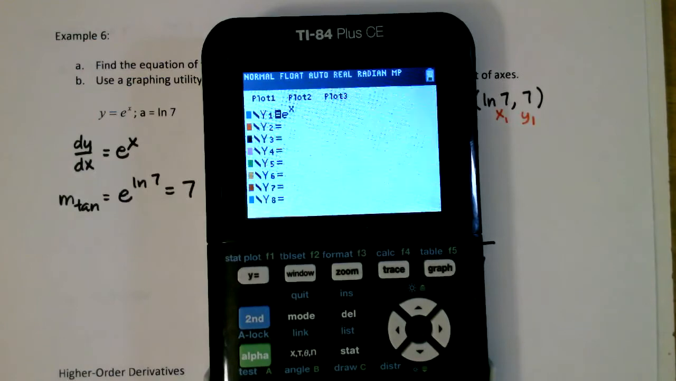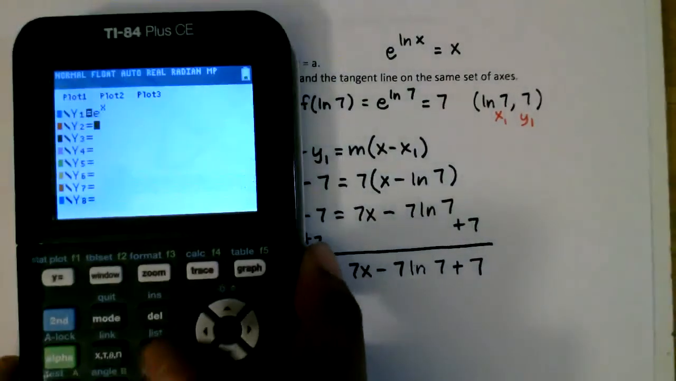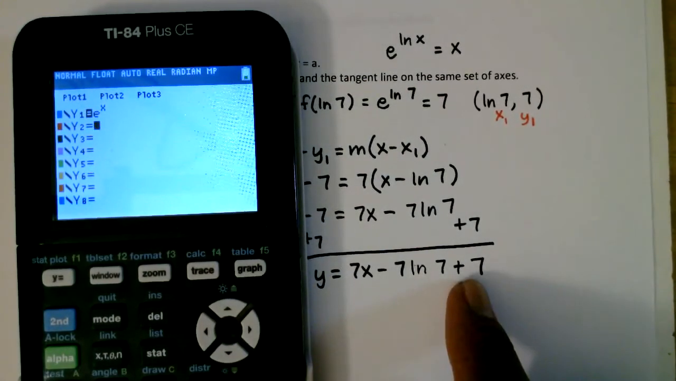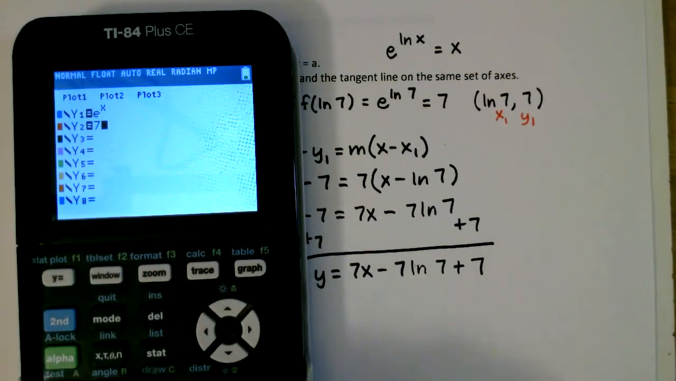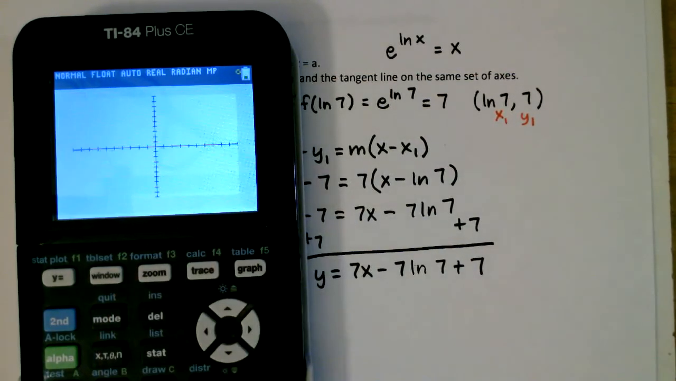Now I'm going to go to y2 by pressing enter. And I'm going to enter this equation in y2. So it'll be 7, type in the x, minus 7, press the ln key, and then type in 7, close your parentheses around that 7, because you only want the natural log of 7. And then finally plus 7. All right, so I'm going to do zoom 6.